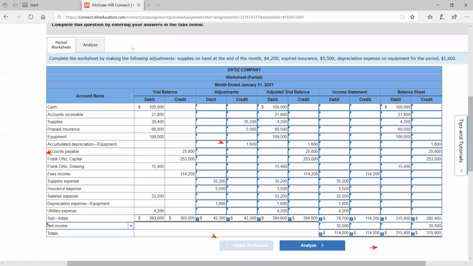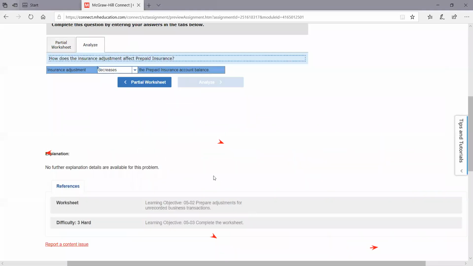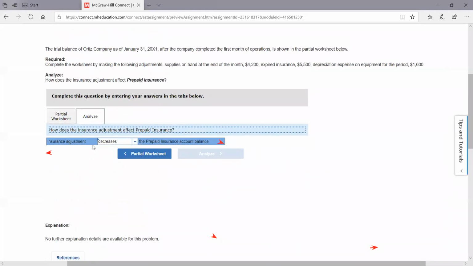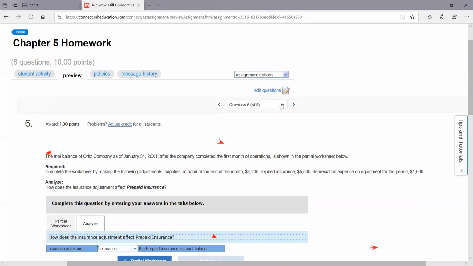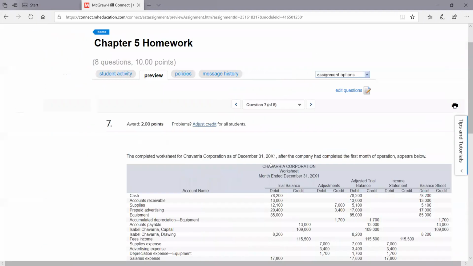All right, so that's your completed worksheet. And then of course, you just have to do a quick question on how your insurance adjustment affects the prepaid insurance account. All right, that's number 6. Let's check out number 7.